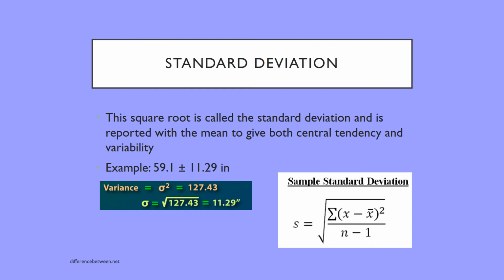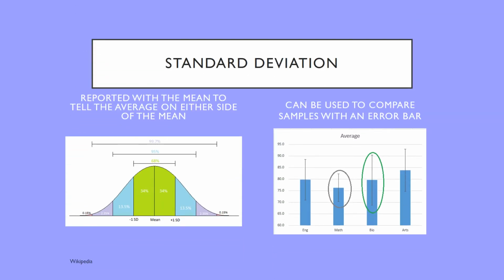When we take the square root of variance, this is the standard deviation of a sample or population. This is shown on the slide with our example of heights and would be reported with the mean to give both central tendency and the variability of the sample. The sample standard deviation equation is also provided on this slide. The standard deviation can be useful as it is reported with the mean to let the researcher know the average on either side of the mean, and it can also be used to compare samples with an error bar graph as shown in this slide.